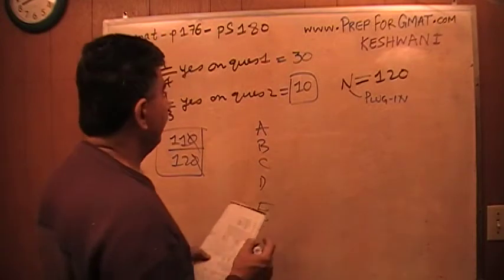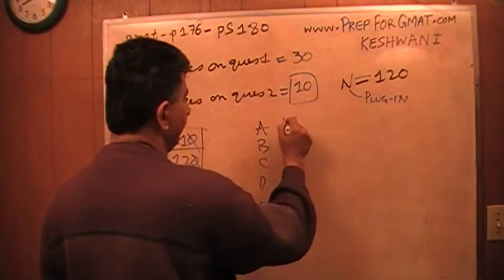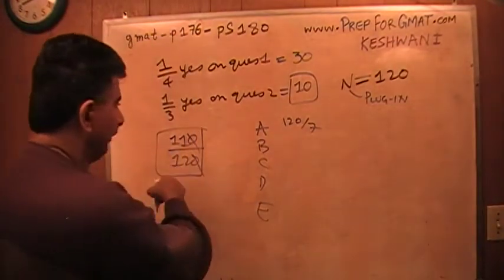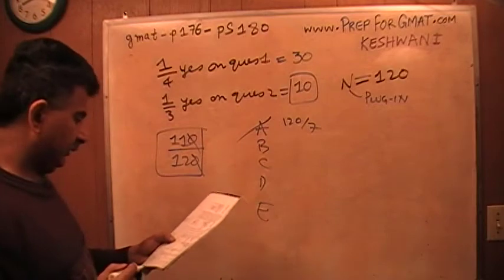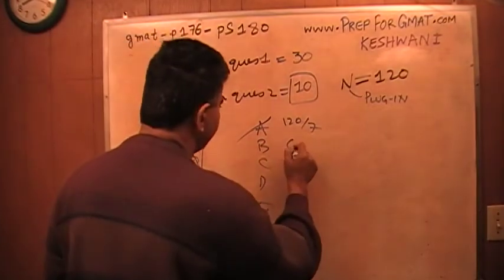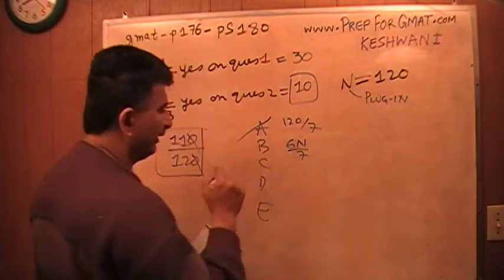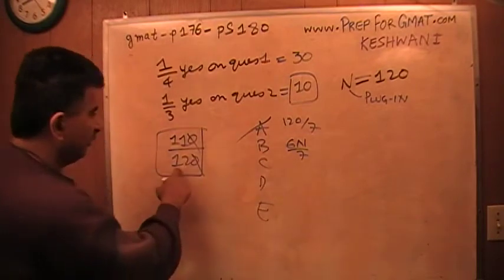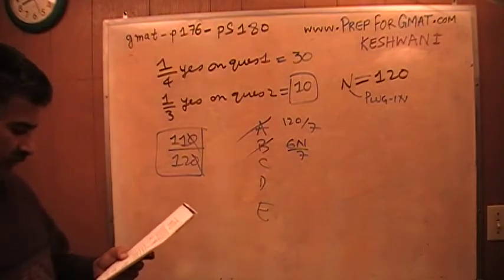N over 7, n is 120. 120 over 7, there's no way it's going to give me 11 over 12. 6 times n over 7, I'm not going to waste my time with it because it has a 7 at the bottom. I need a 12 at the bottom. That's not going to work.